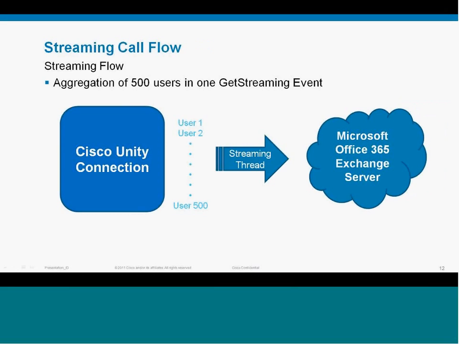Given the streaming call flow, the aggregation of 500 users in one GET streaming event is shown. Cisco Unity Connection at one end sends 500 users in one streaming thread to communicate with the Microsoft Office 365 Exchange server.